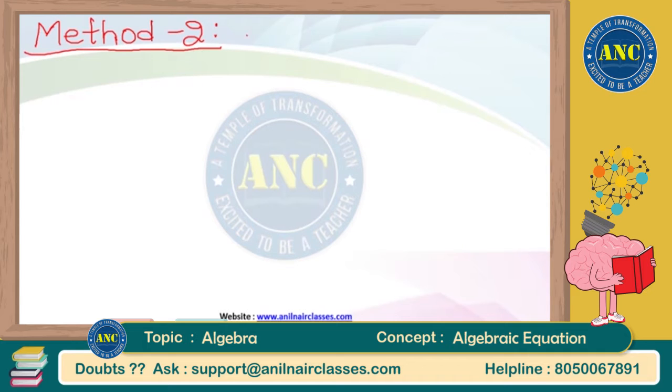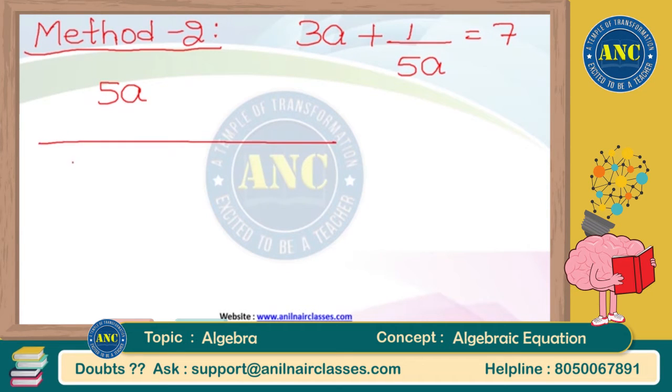Now, what is given in the question? The question says 3a plus 1 by 5a is equal to 7. What is asked in the question? The question is asking 5a divided by 15a square plus 15a plus 1. This is what they are asking you in the question. Now, think a little logically, sir. If you are a little logical in the way you think, definitely you will get the answer very fast.